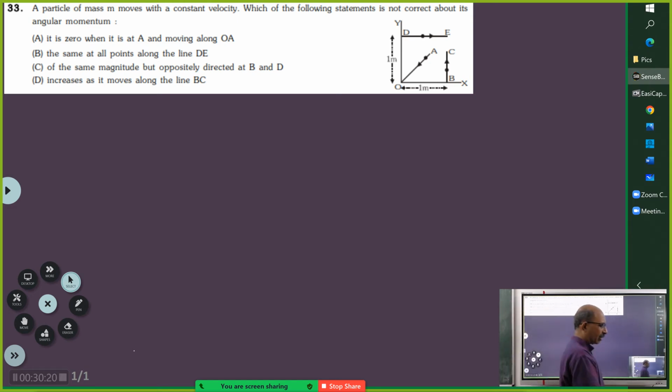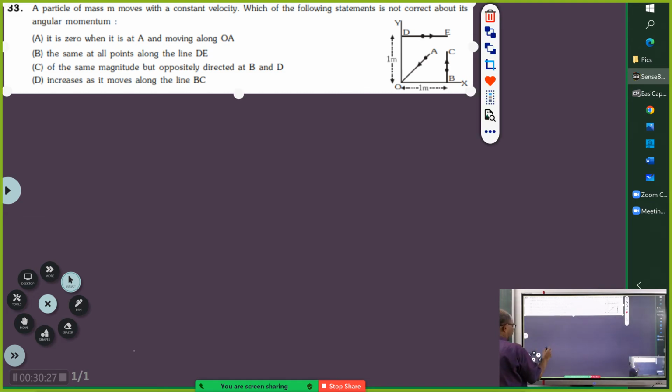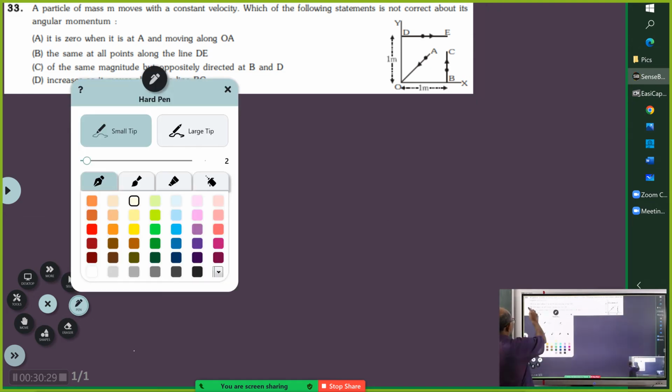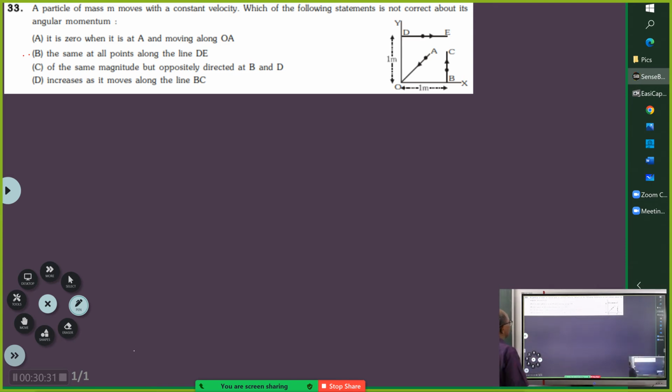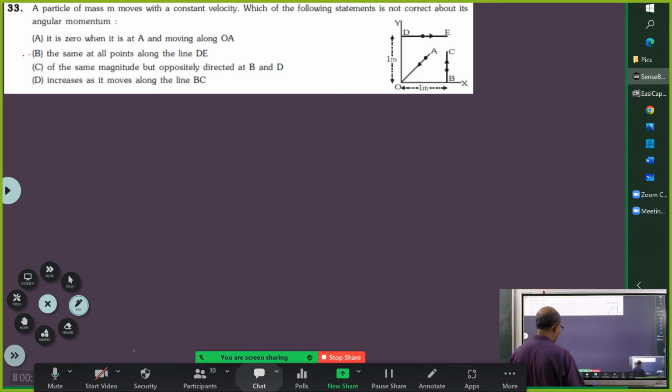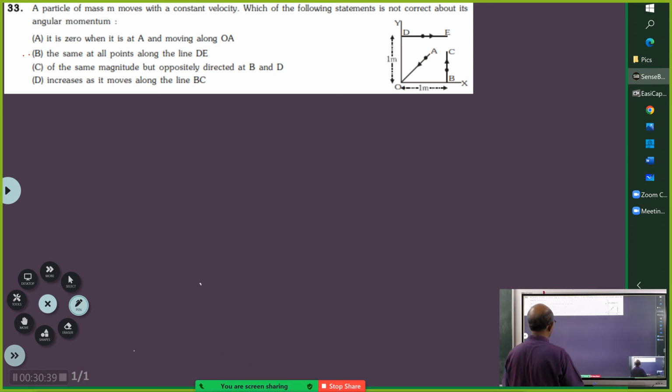Aryan, what is your answer? Option B. Two students are going for B. What about others? Others are simply sitting there. These students are going for option B.